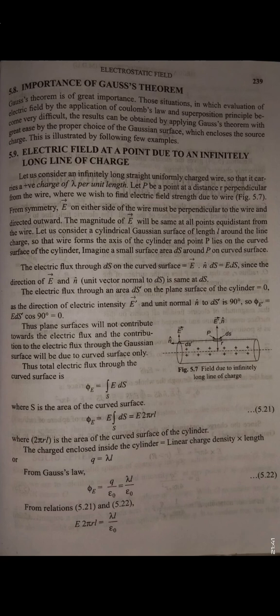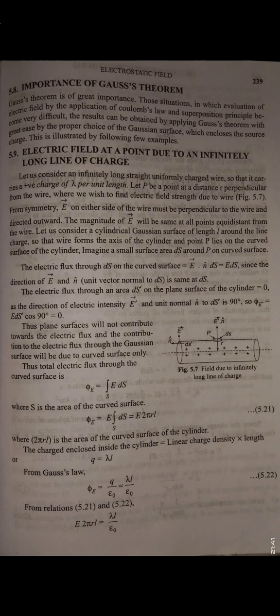Thus, total electric flux through the curved surface is phi E is equal to surface integral of E dot ds, where S is the area of the curved surface. Phi E is equal to E times the surface integral of ds, which is equal to E into 2 pi RL. This is equation number 5.21, where 2 pi RL is the area of the curved surface of the cylinder.